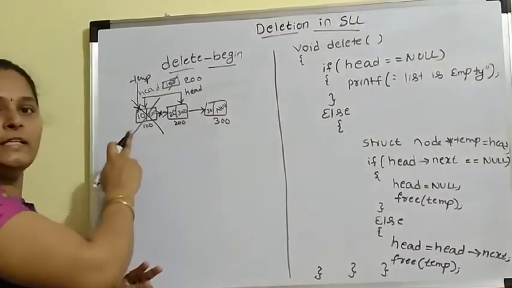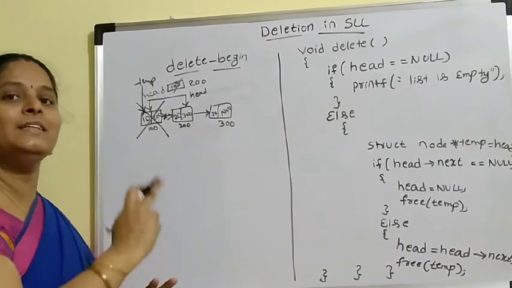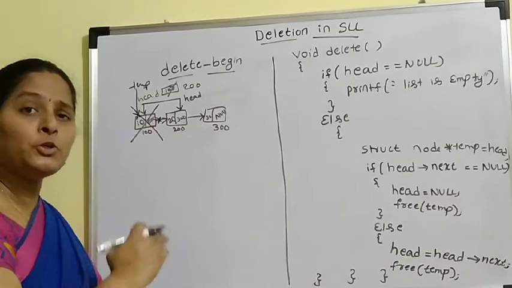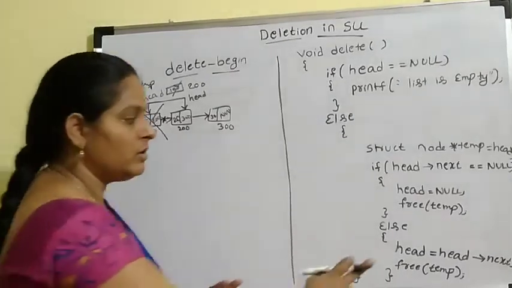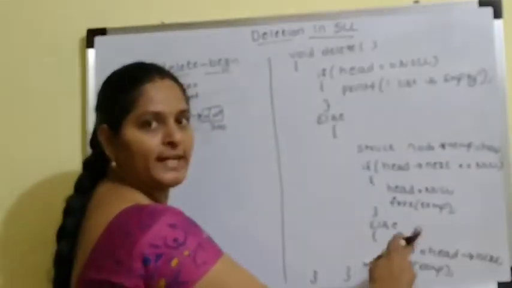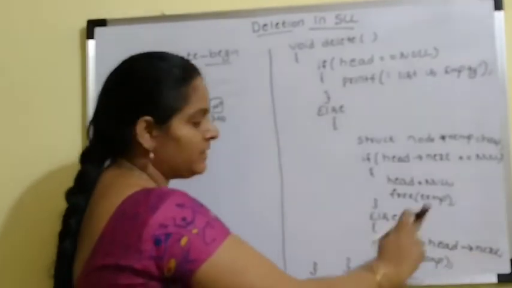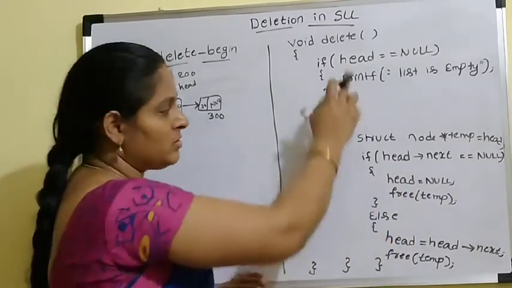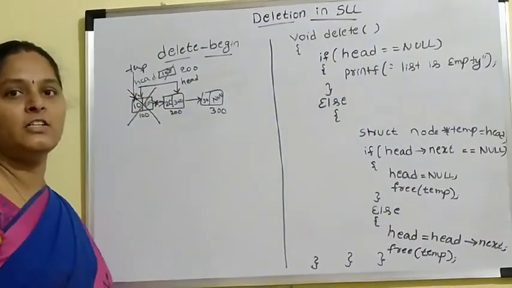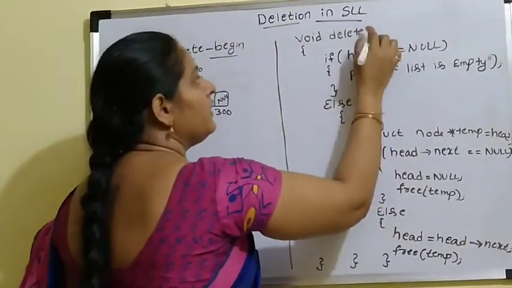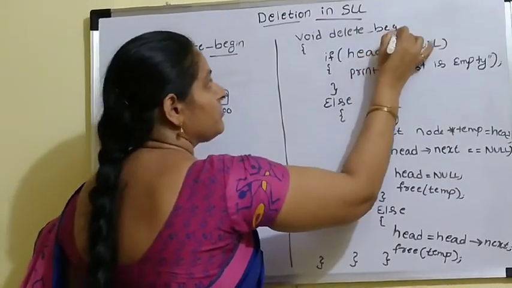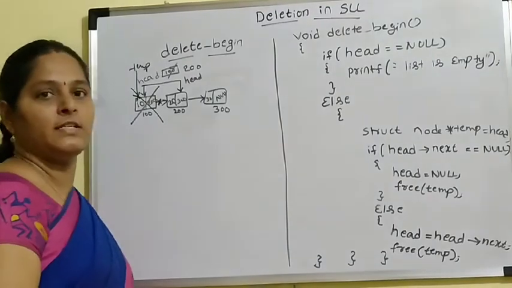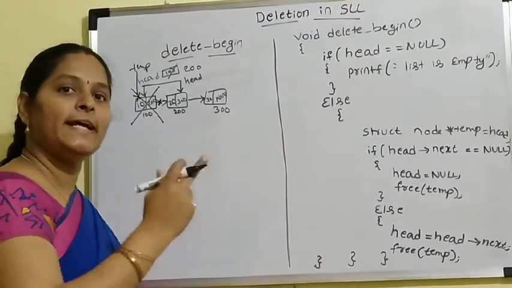So if you want to delete the first node, just make the second node the head node, then remove the first node. So how to make the second node the head node? Move the head pointer to the next position, head equal to head next. Then remove the memory from the first node. So free temp. So this is the code for deleting the node in the begin position. Delete begin, deleting the first node. Now next we'll see how to delete the node at the end.